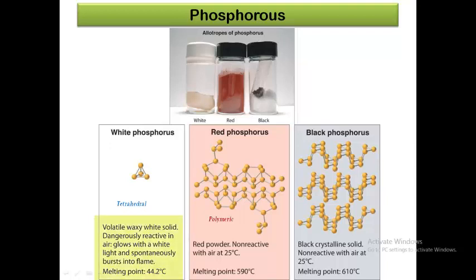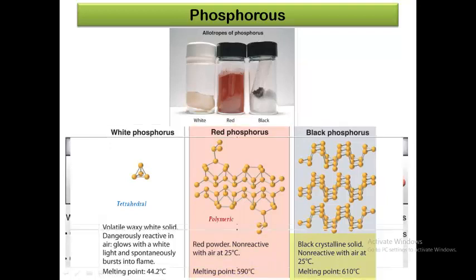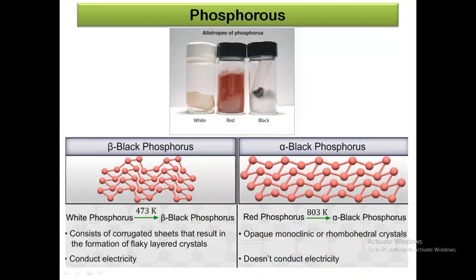White phosphorus is a volatile waxy solid. It dangerously reacts with air, glows in the dark showing chemiluminescence, and spontaneously bursts into flame when it is impure. Whereas red phosphorus is a red powder, it is non-reactive with air at room temperature, and black phosphorus is a black crystalline solid which is also non-reactive with air at room temperature. Black phosphorus is further classified into beta black phosphorus and alpha black phosphorus. Beta black phosphorus is obtained by heating white phosphorus, whereas alpha black phosphorus is obtained by heating red phosphorus.